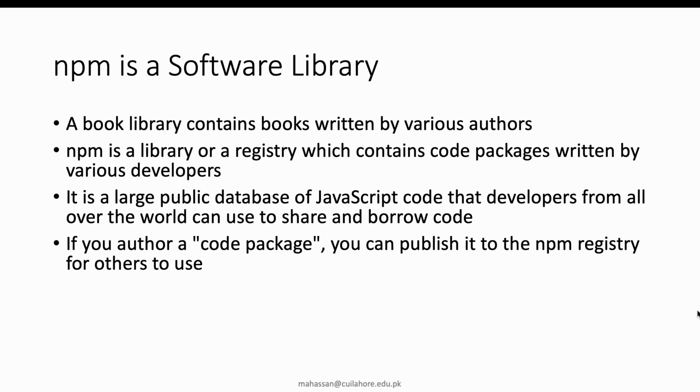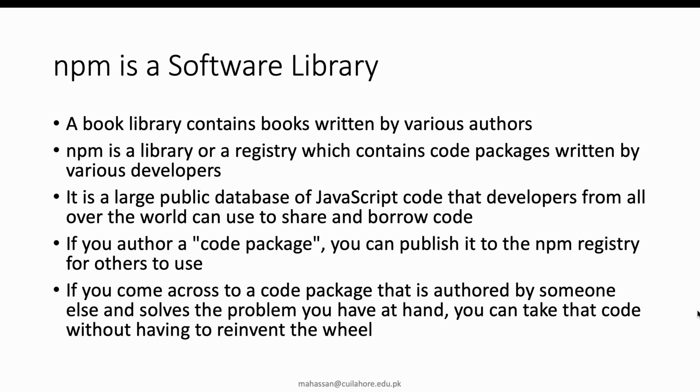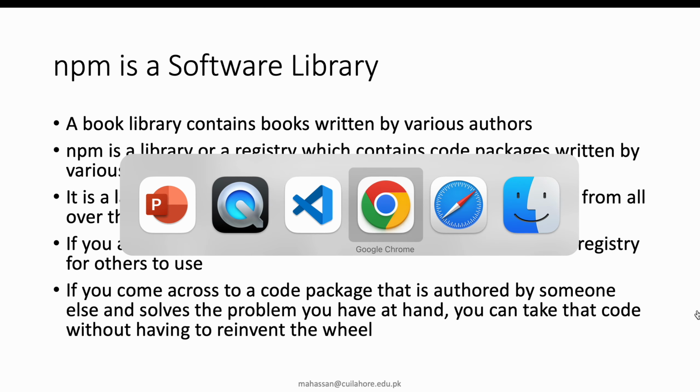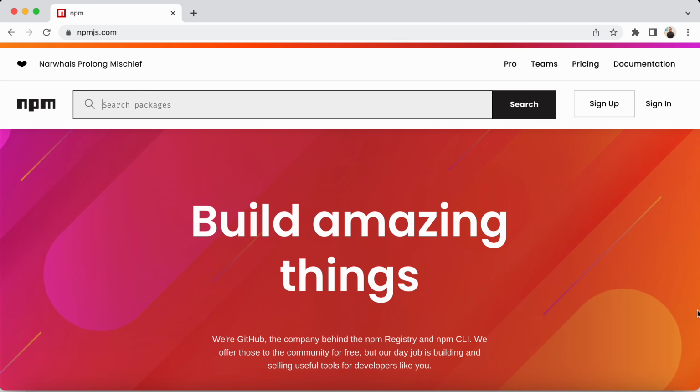If you author a code package, as we call it, you can publish it to the NPM registry for others to use. On the other hand, if you come across a code package that is authored by someone else and solves the problem you have at hand, you can borrow that code without having to reinvent the wheel. You can visit npmjs.com where you can search for packages in the registry. It is truly the world's largest software library.